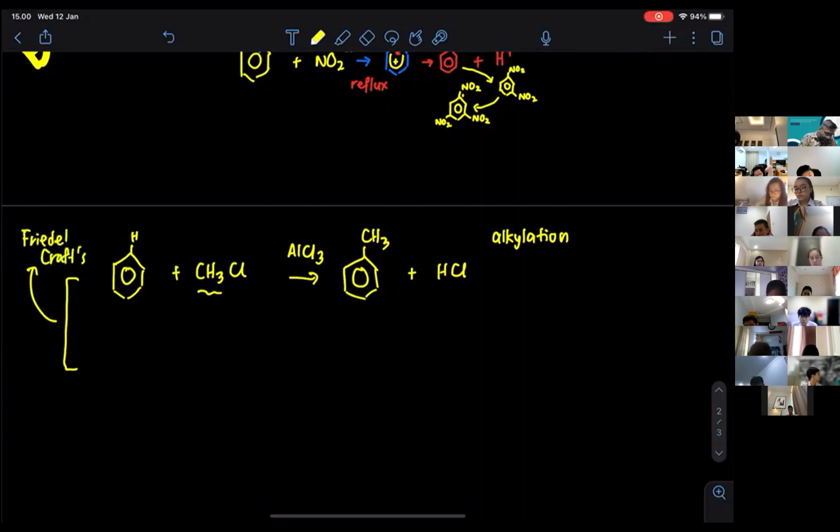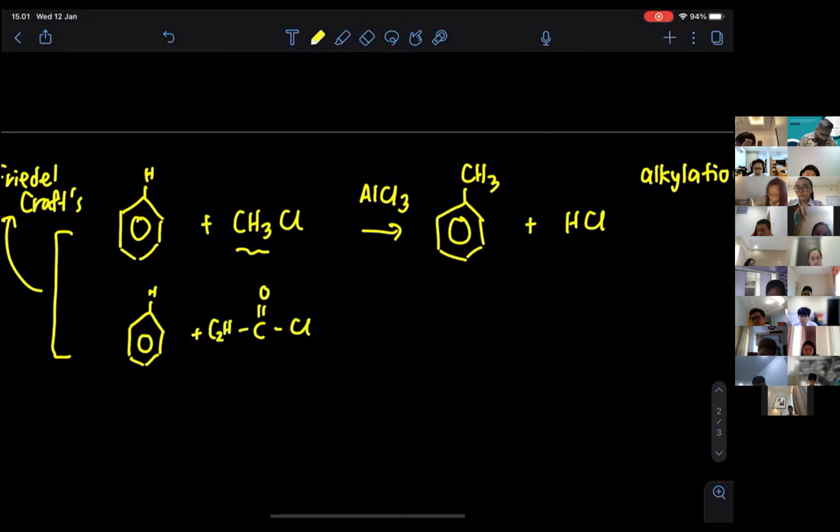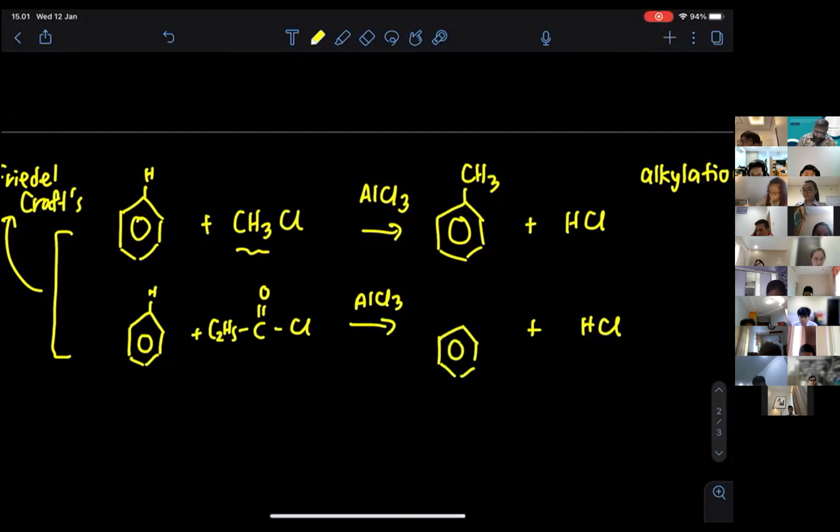Friedel-Crafts reaction. Let's say there is another way, not CH3 but something else. If you have, for example, like this, with the H I just put for easier reference, C double bond O, Cl, and then C2H5. I can react the same thing with AlCl3. The Cl and the H give you HCl, and the product is going to have the carbon bonded with O and then bonded with C2H5.